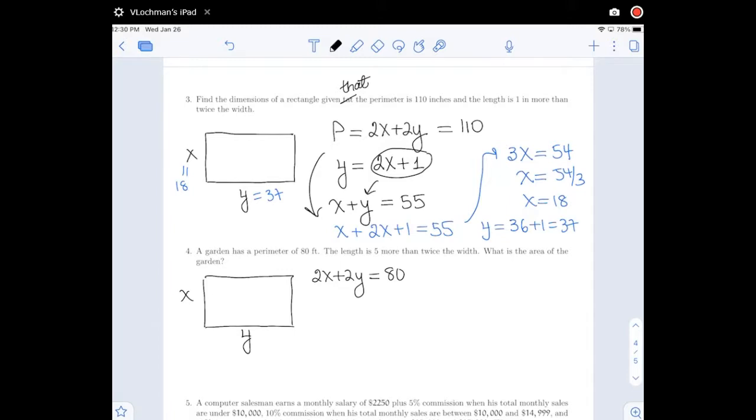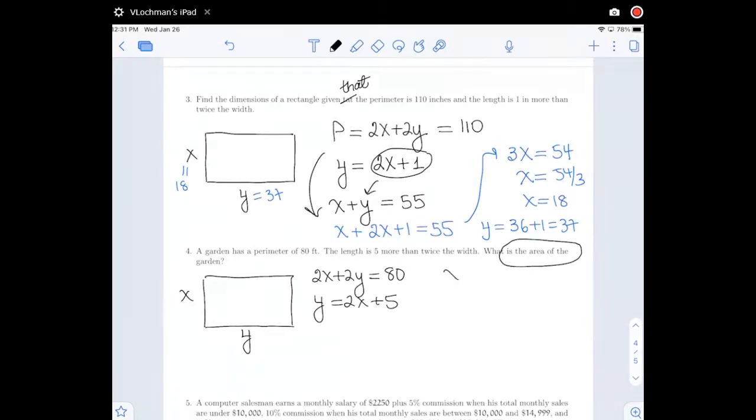What is the relation if we would describe it as the length is 5 more than twice the width? Okay, I see Jeremy is typing y is equal to 2x plus 5. Very good. So this is y is equal to 2x plus 5. Okay. Now they want us to find the area, right? So just one more step that we need to do here.